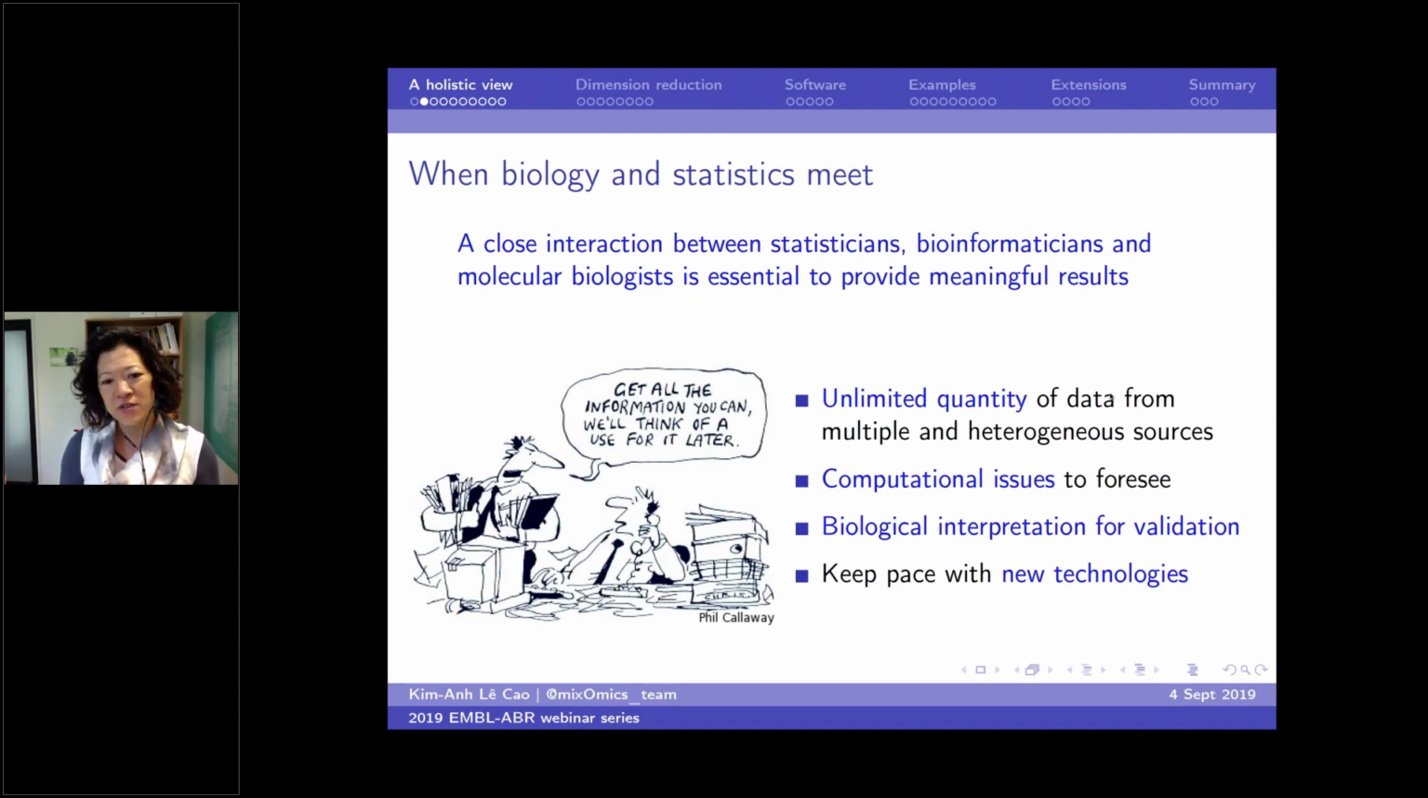That's because we have a very large amount of data that we can generate now, and they can come from different technological platforms and different sources too. That means that we have computational issues that we have to anticipate, and we also have to anticipate the artifacts that come from those technologies and be aware of those. And most importantly, because those data sets are very complex, usually they have a small number of samples, it's important to rely also on the biological interpretation of the results. And I will show you how the tools that we have developed really rely on the biological interpretation.